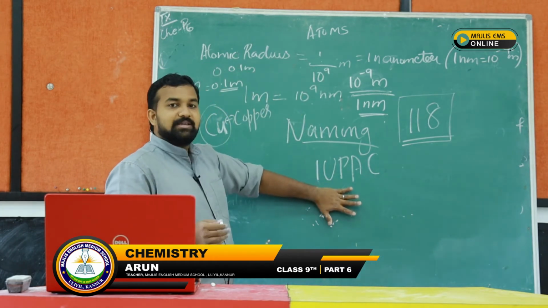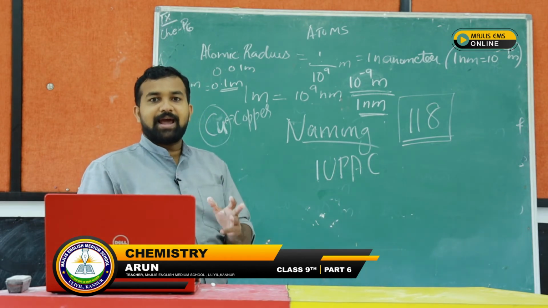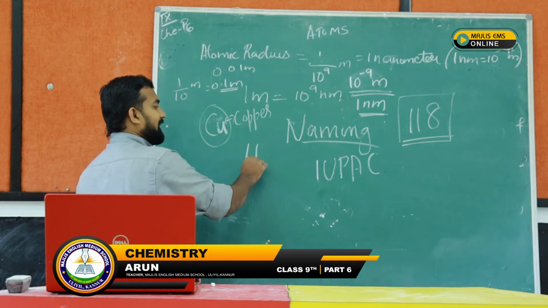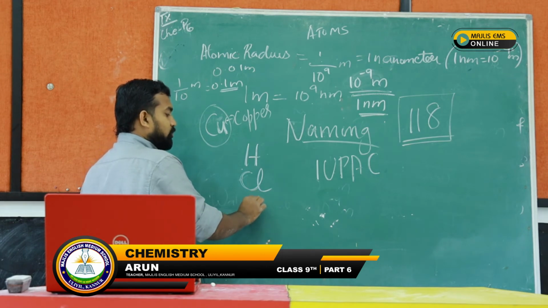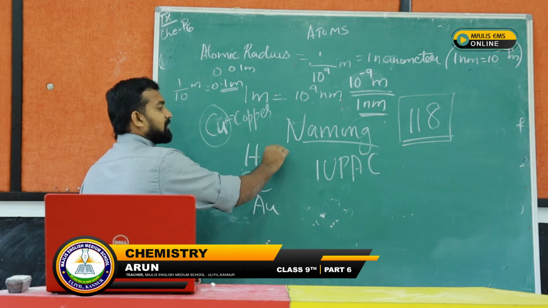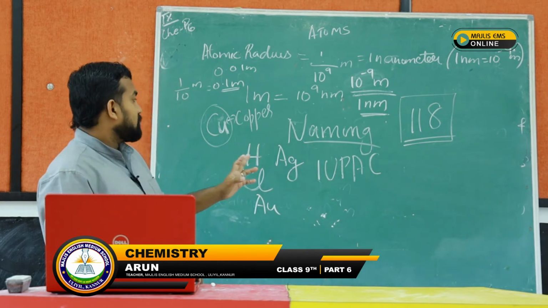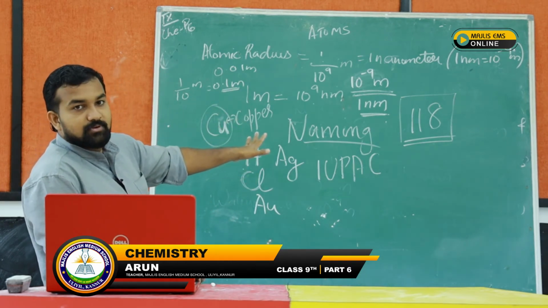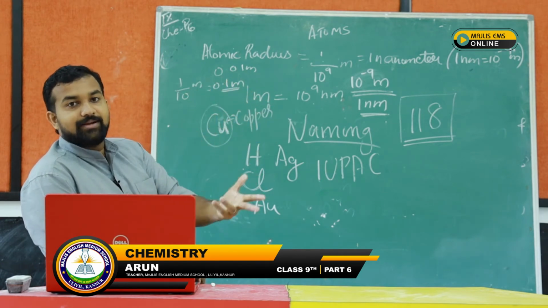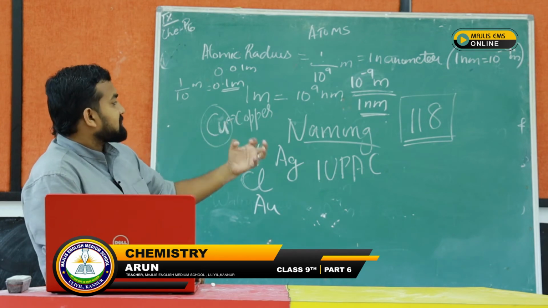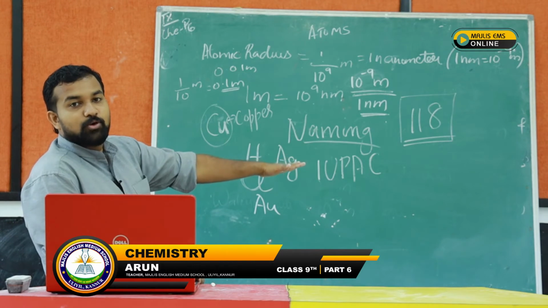According to IUPAC, the namings are being followed by us today. Whichever names are there, hydrogen is denoted by the letter H. Chlorine is denoted by Cl. Gold is denoted by Au. Silver is denoted by Ag. Argentine, Ag. Then tungsten, tin, lead, etc. All these names and symbols are being followed by us, given by whom?